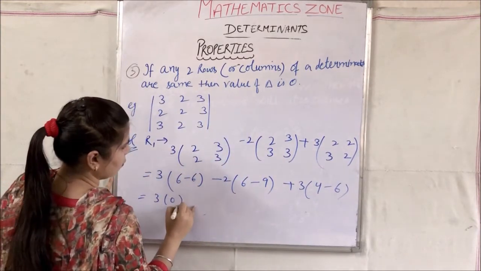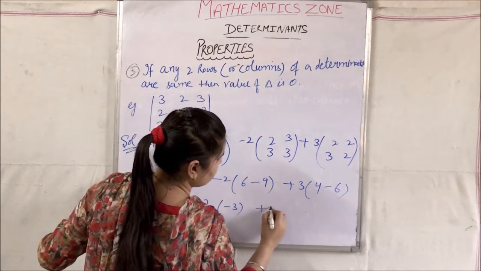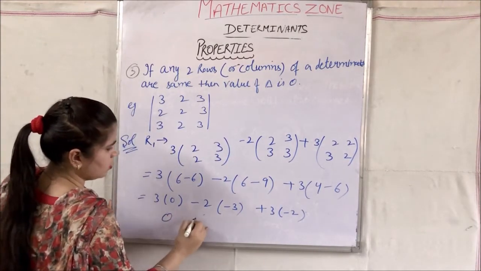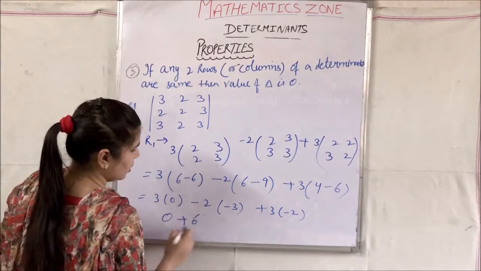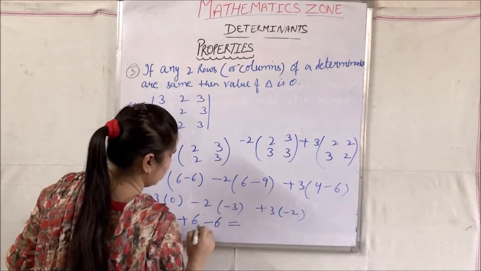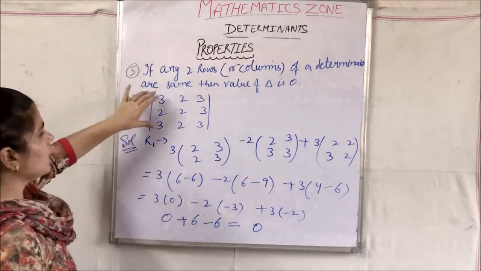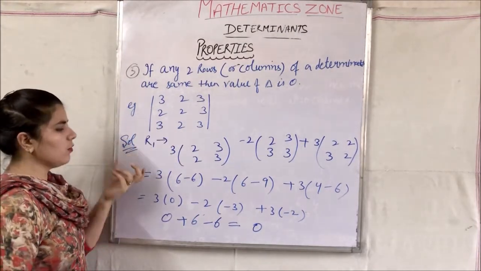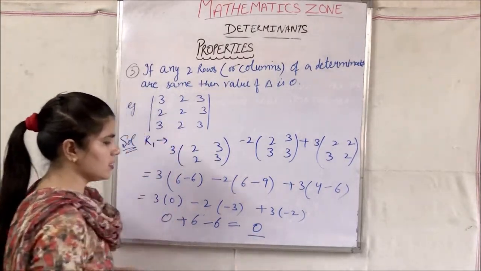3 into 0 minus 2 into minus 3 plus 3 into minus 2. So 0 plus 6, and here will be a plus sign, 3 into 6 with negative sign. So 6 minus 6 is 0. So hence we prove that if the two rows of the determinant are same, then the value of the determinant will be 0. Hence proved.